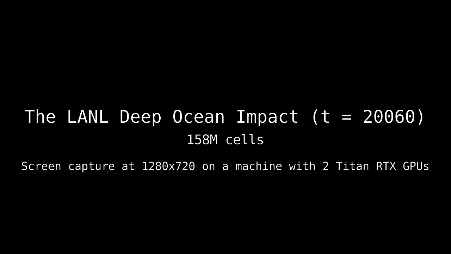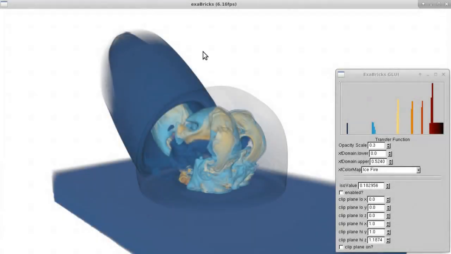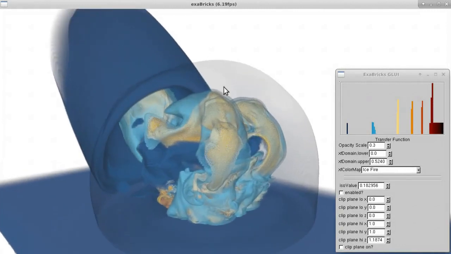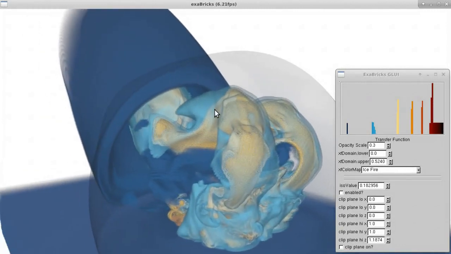The LANL impact is a simulation of an asteroid ocean impact, computed with X-Rage. The time step shown here contains 158 million cells.